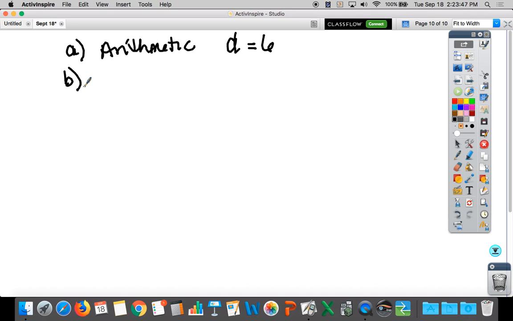All right, let's check B. So 17 minus 11 is 6, but 11 minus 6 is 5. That doesn't have the same difference. So then we can check division. 17 divided by 11, and then 11 divided by 6, and see if they have the same common ratio. So what would the answer to that one be? Neither. All right, go ahead and do C through F for me.